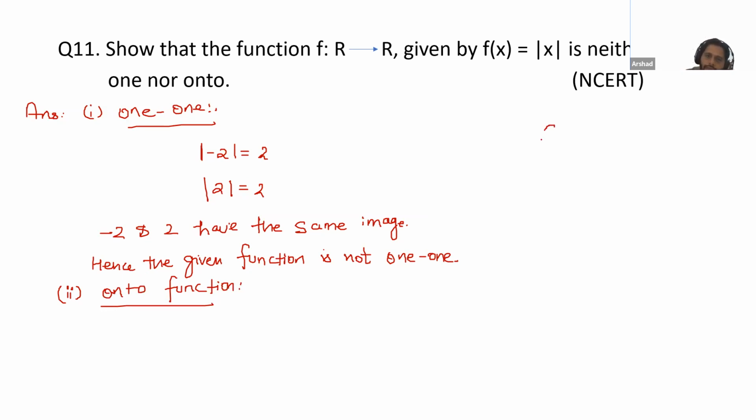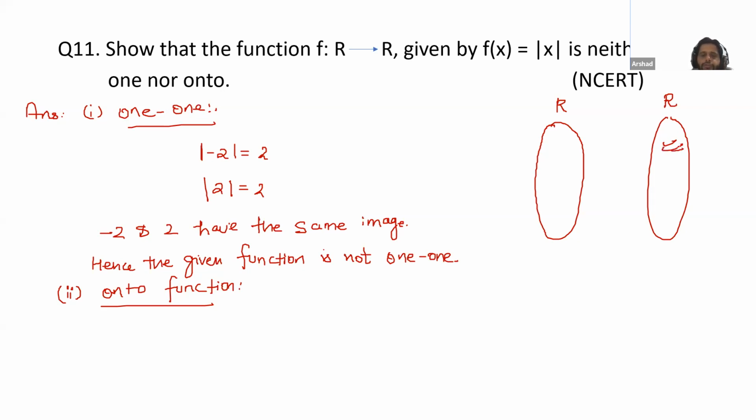So I will give you the hint. This is the first set, which is the real numbers. This is the second set, which is also the real numbers. We need to prove that this is not onto. So please tell me which numbers in the second set do not have their pre-image. First, what is R3?